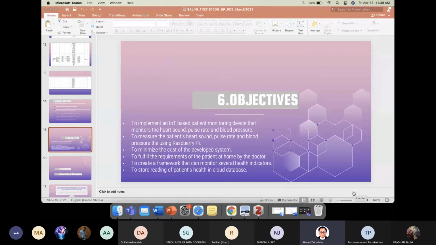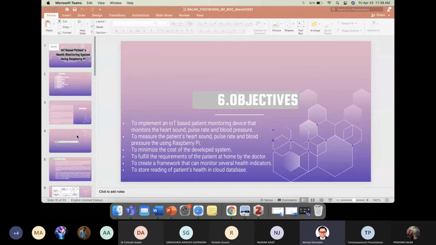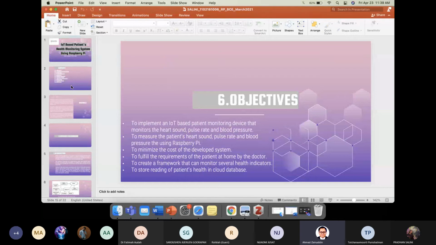Tachana. Okay, Salini, I have a few comments from your slide, and also to all my students. For the objective, I think you can make it three only. Please make it three objectives only. No need to put many objectives, because we want to help you reduce your work. So just make it a clear objective of three. Three components of your objective.